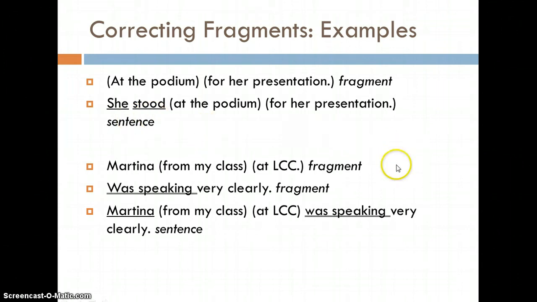Here are another couple of examples. "Martina from my class at LCC." Again, this is a fragment, it does not have a verb. Here's another fragment, "was speaking very clearly." Well, who was speaking very clearly? All we have is the verb. So we can combine those two to form a complete sentence. "Martina from my class at LCC was speaking very clearly." Now we have a subject and a verb, and we're expressing a complete thought.